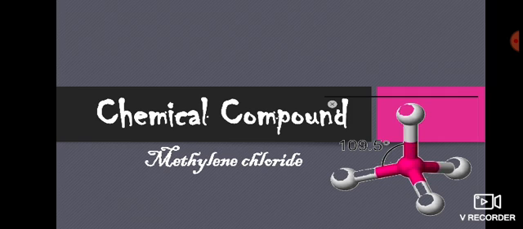Actually, we're gonna study a chemical compound. The name of this chemical compound is methylene chloride. As you can see, its structure is tetrahedral and it has a bond angle of 109.5 degrees.